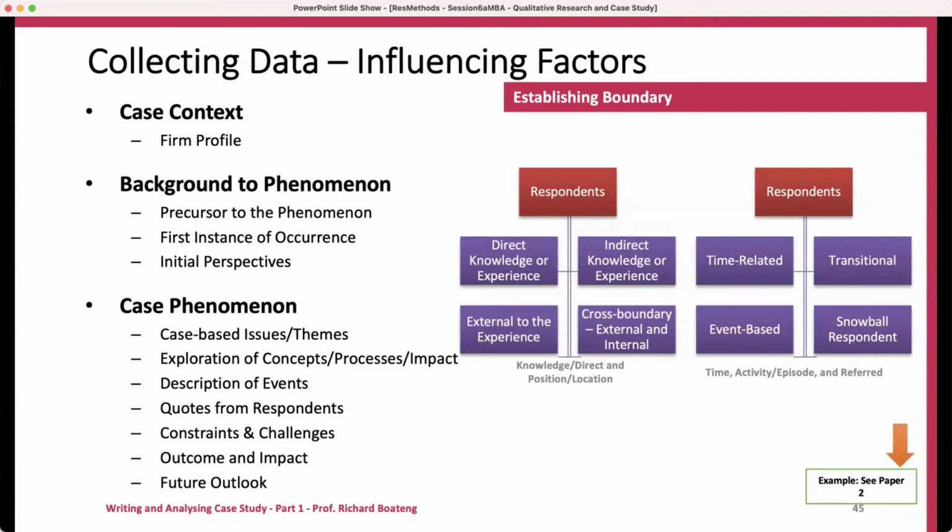So in the experience, it can be direct or indirect. Somebody may be internal but has indirect knowledge or direct knowledge. And somebody may be external to the organization. He may be outside the organization, but he may have some knowledge about the issue. So he can even have indirect or direct knowledge about the issue. Okay.